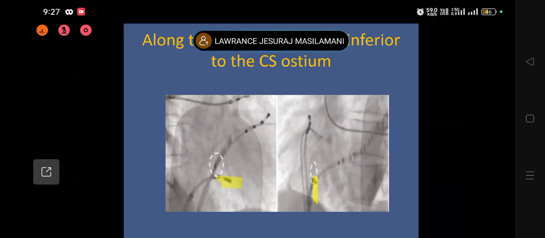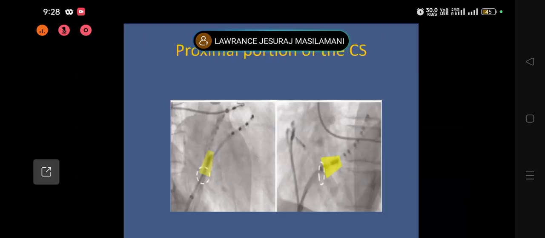So this is the location, if you want to see in your fluoro in both RAO and LAO views, where you are going to get most of your slow pathway being ablated. Sometimes, very rarely, not very commonly, so don't try this as a primary thing, you can get the slow pathway in the proximal portion of the CS.